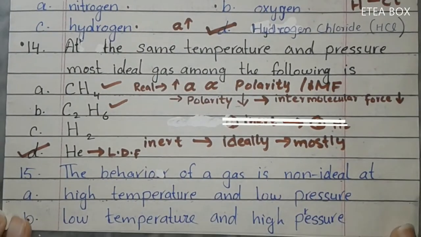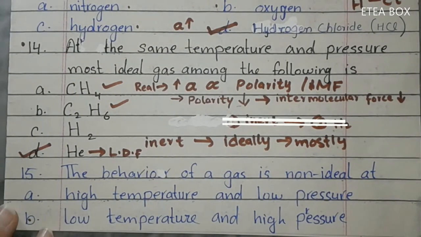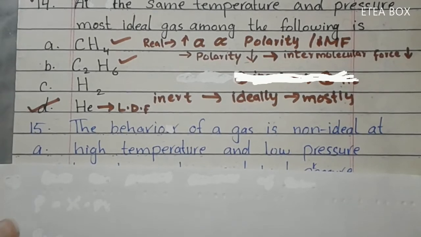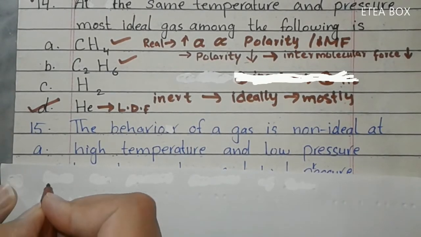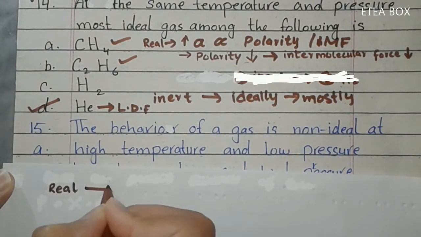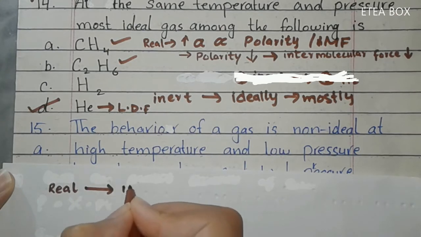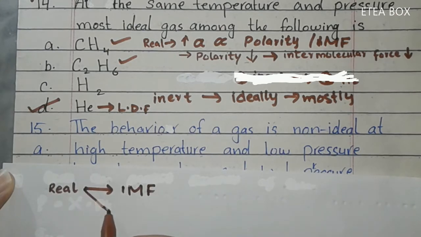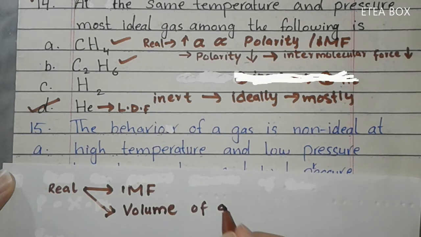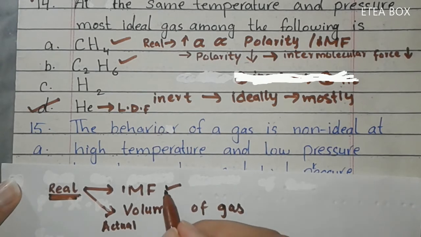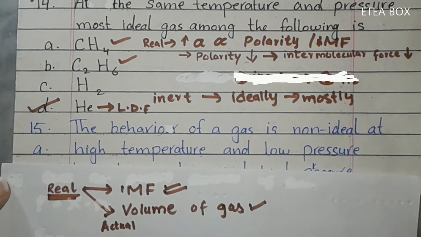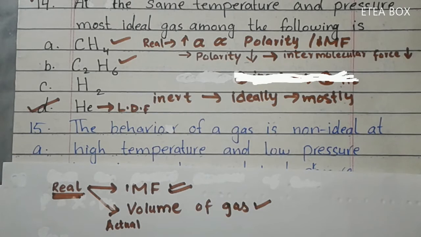Next, the behavior of a gas is non-ideal at. So look here. What is an ideal gas or what is a real gas? A real gas is one which contains intermolecular forces and has actual volume of gas. These both properties are found in a real gas. Now what is an ideal gas?